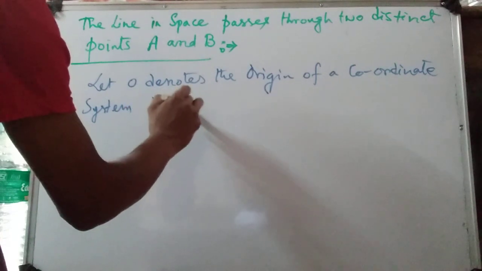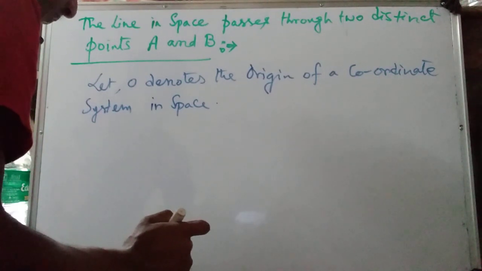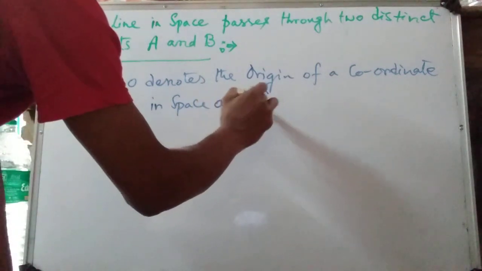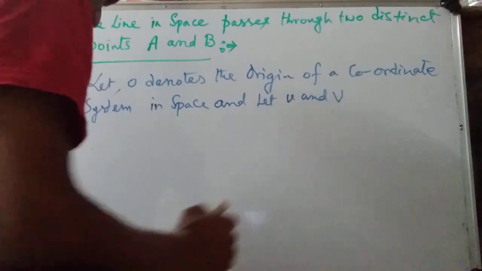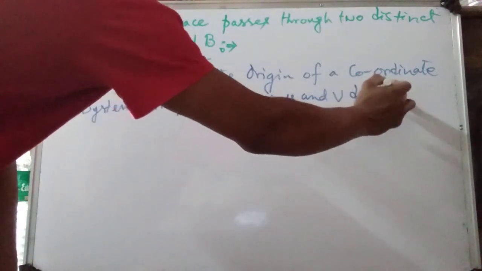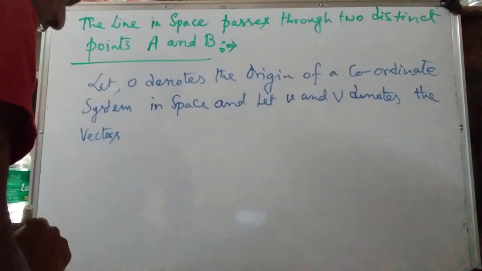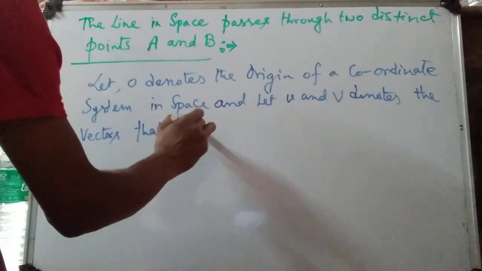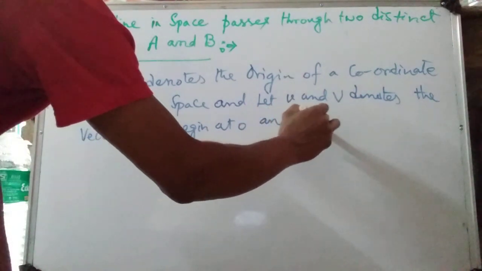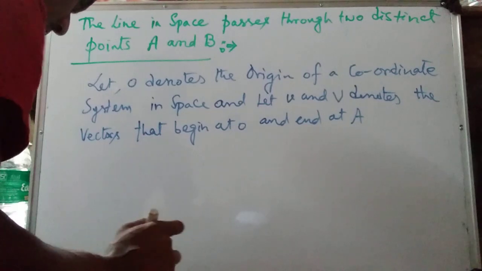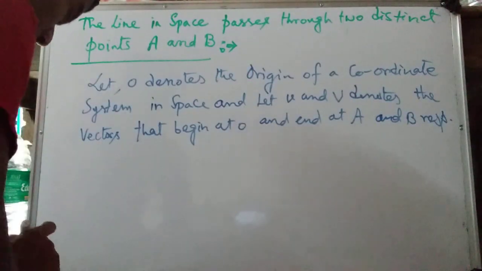in space, and let u and v denote the vectors that begin at o and end at a and b respectively. Then what happens?